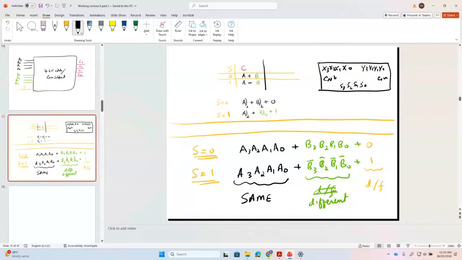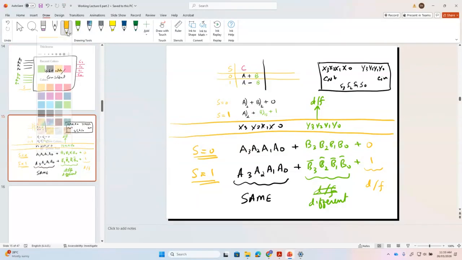Now, can you see here? In this case, we have two inputs. So X3, X2, X1, and X0 is the same as A. Any question? Okay. And what about Y? Now we have Y3, Y2, Y1, and Y0. Should Y3, Y2, Y1, Y0 be the same as B or different? Different.